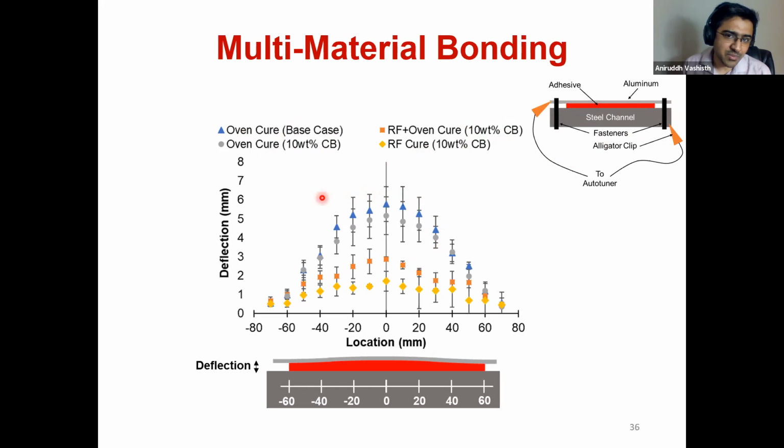And you can see that the samples that were cured in oven had really big deflection, a mid-span deflection. Whereas the samples that had a little bit of RF cure or were completely RF cured had minimized mid-span distortion. And this is really good. This is exactly what we were actually looking for: if RF heating can actually reduce the CTE mismatch that we see in conventional curing of multi-material assemblies.